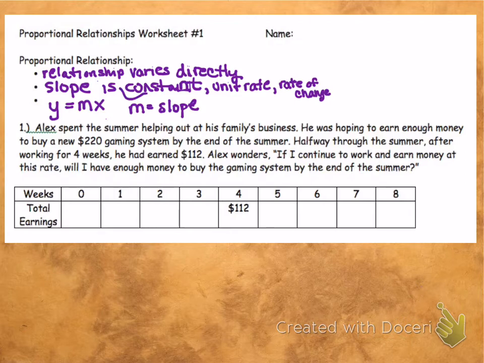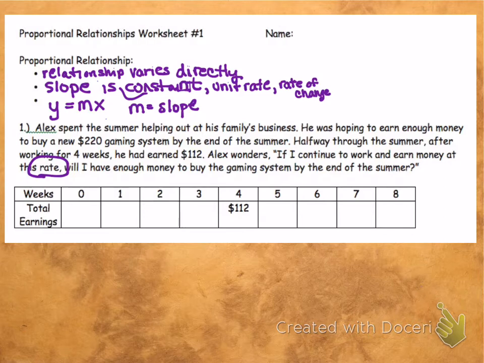So we have this first situation where Alex spent the summer helping out his family business. He's hoping to earn enough money to buy a new $220 gaming system by the end of the summer. Halfway through the summer, after working for 4 weeks, he had earned $112. So Alex wonders, if I can continue to work and earn the money at this same rate, that rate of change or slope, will I have enough money to buy the gaming system at the end of the summer? And so we want to look at that.